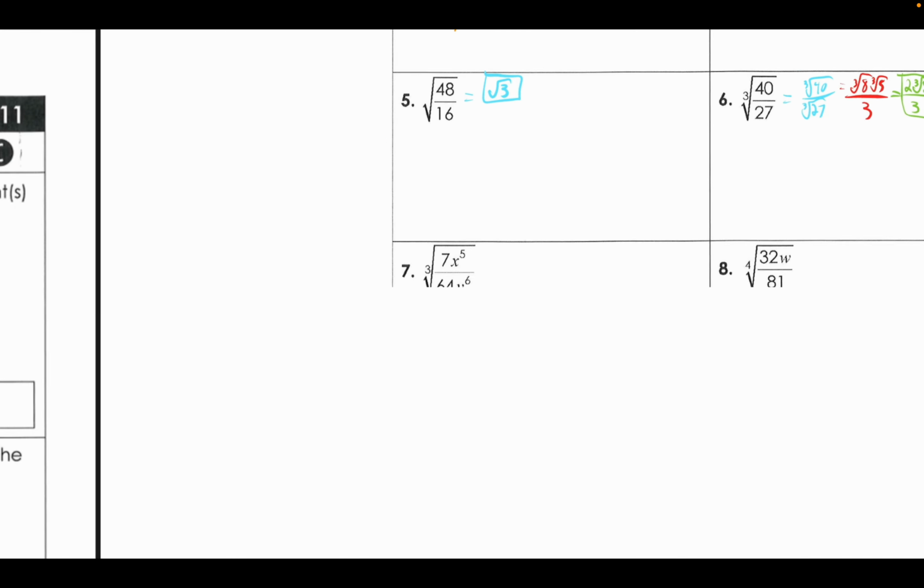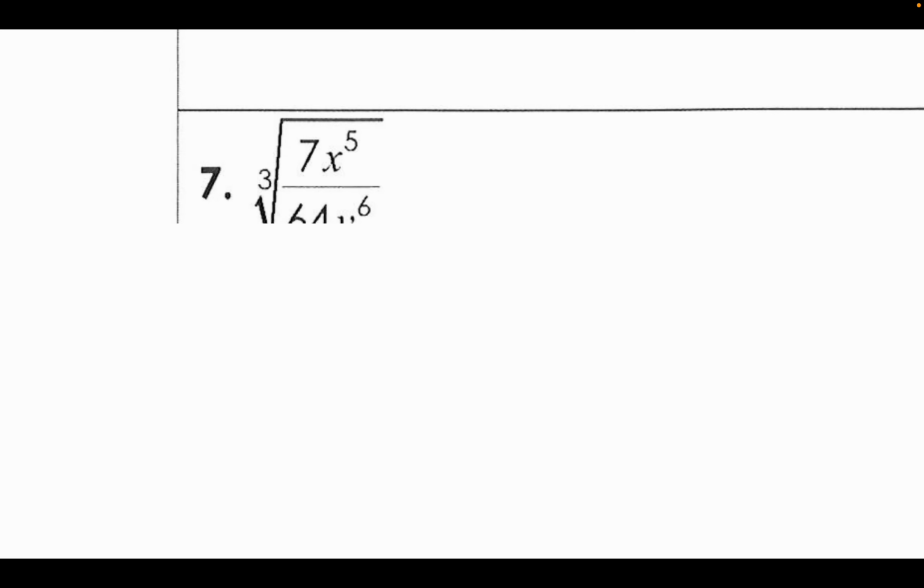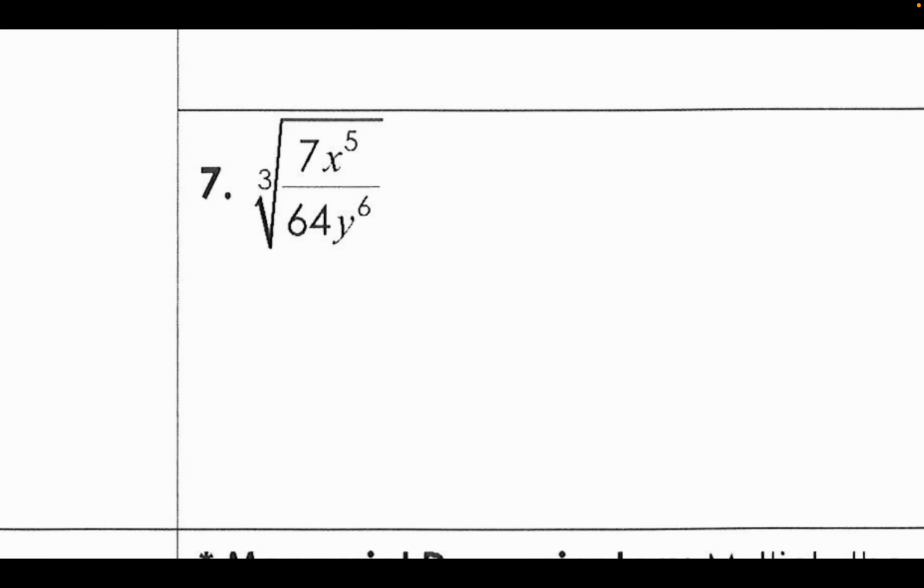On to number 7. Once again, we look to see if we can simplify. We can't. So we're just going to go through and handle this part by part. So I'm going to do the cube root of 7, cube root of x to the 5th, cube root of 64, and cube root of y to the 6th.